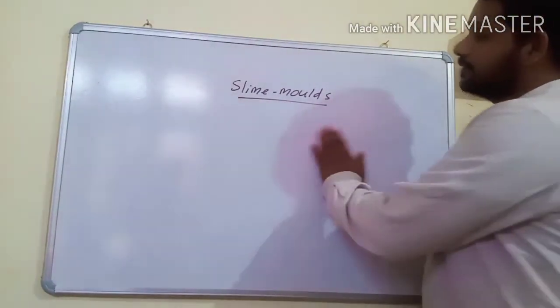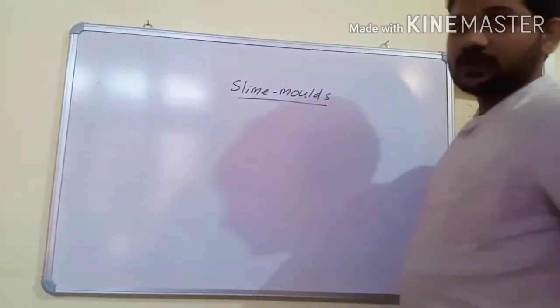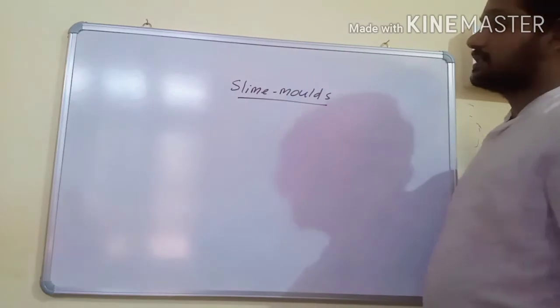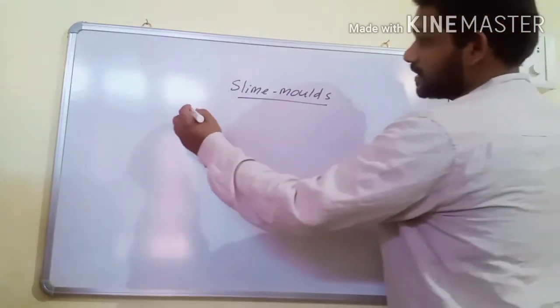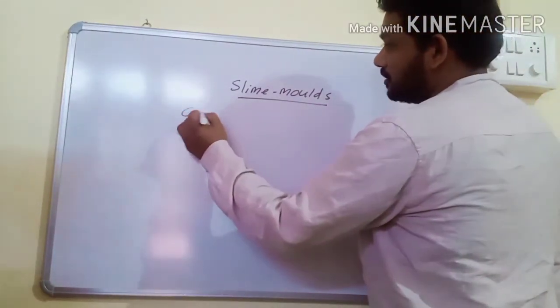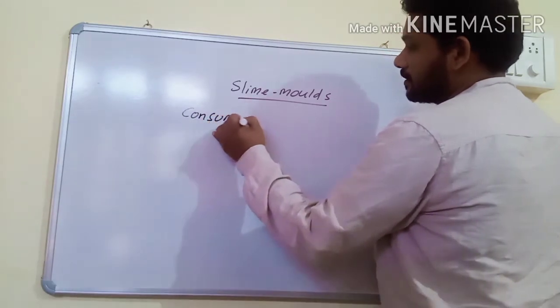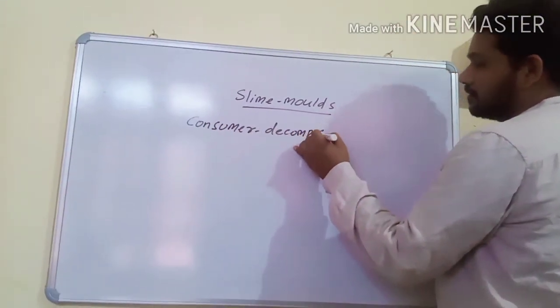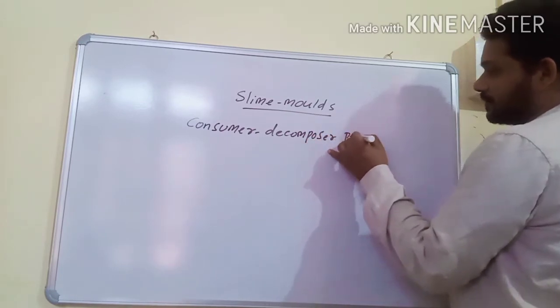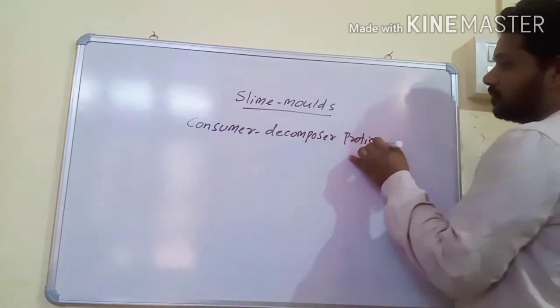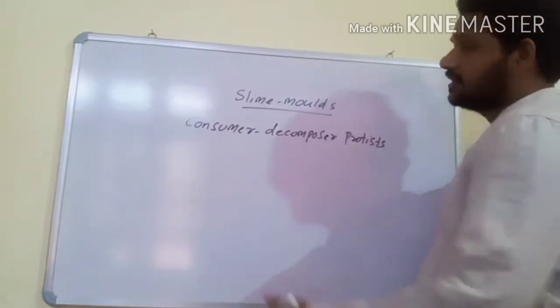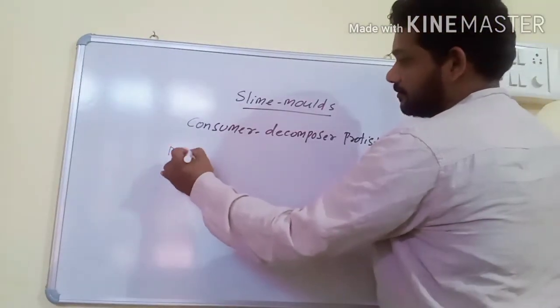In this video we will discuss another two classes of kingdom Protista. The fourth class is slime molds. Slime molds are also called consumer, decomposer protists.